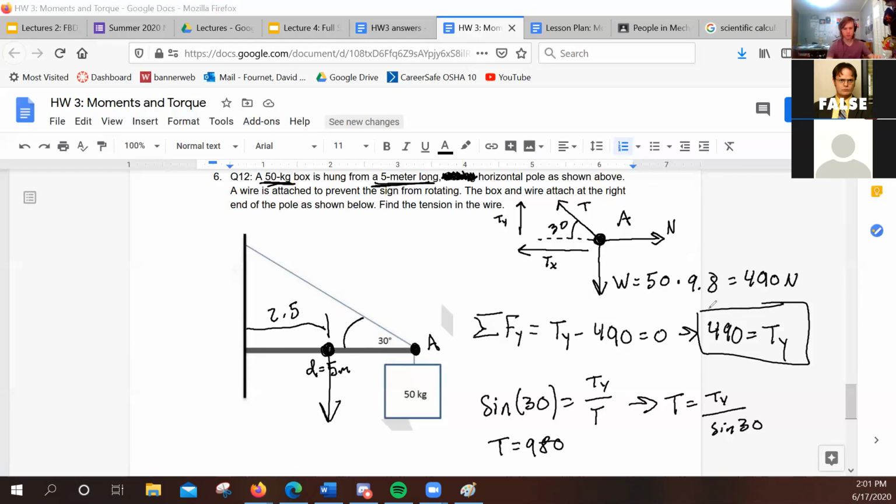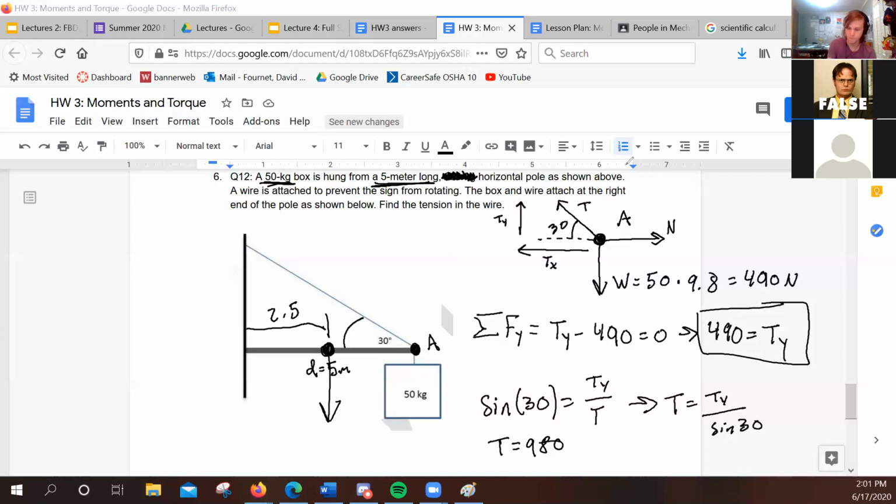We could have gone a moment route or a similar forces route. And that's going to be the case with a lot of statics problems, that there are multiple ways to solve them. Sometimes you have a lot more equations than you do unknowns, which is great. It's a great problem to have. So do you have any questions on this?